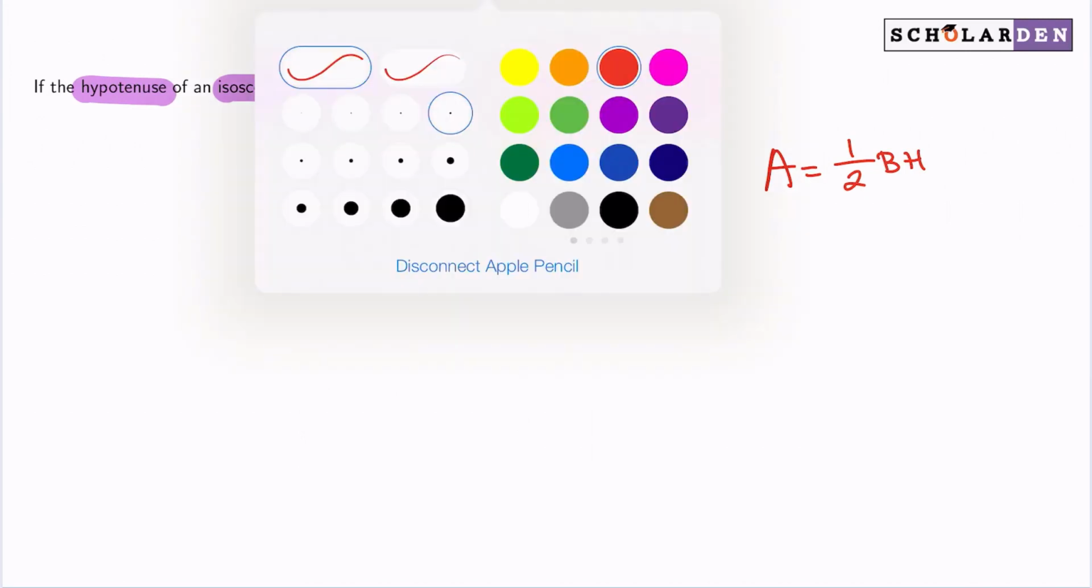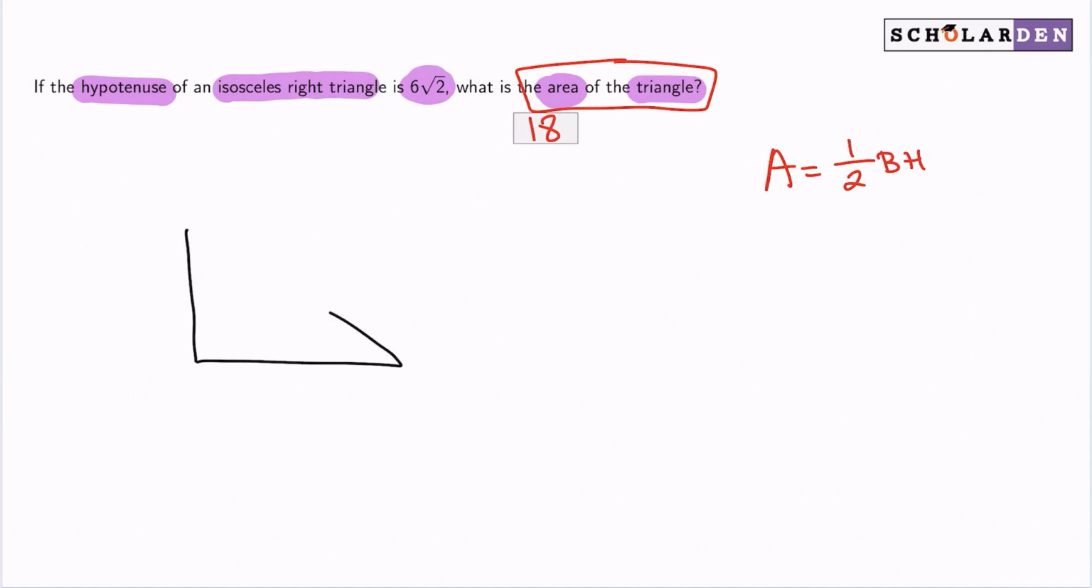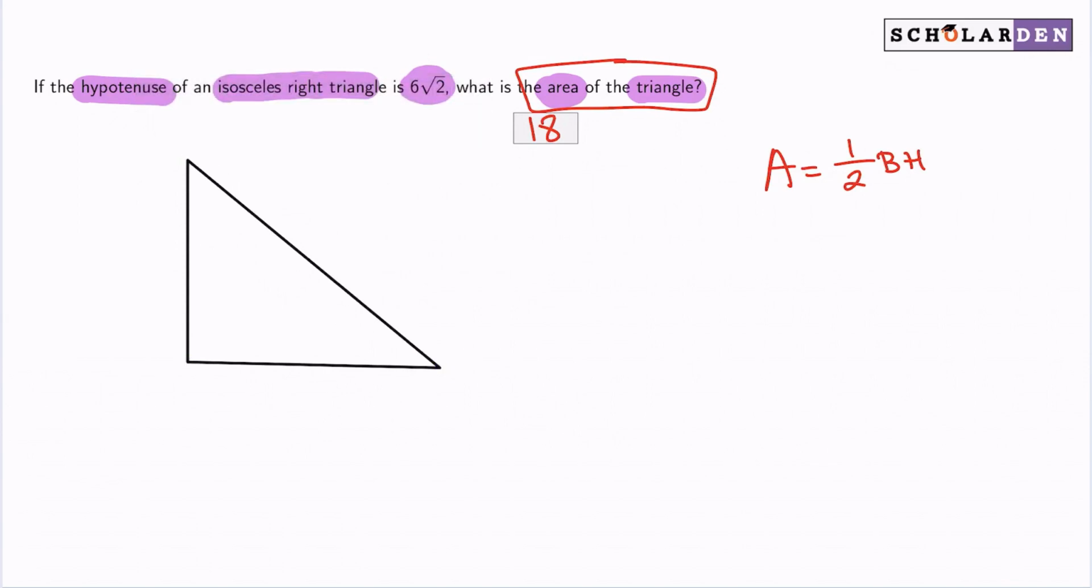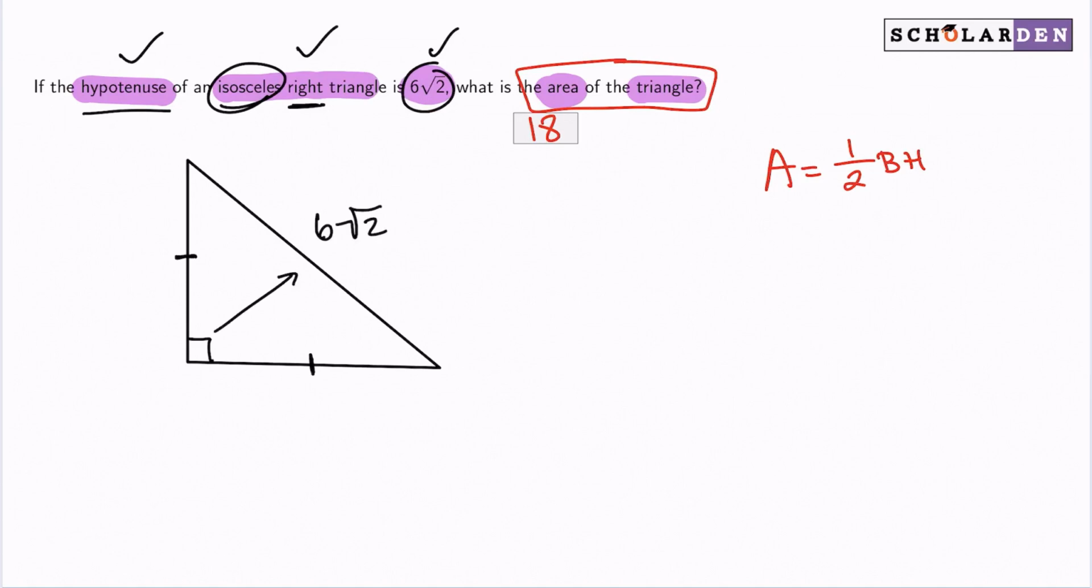So with that said, I can draw that triangle out just like that. All right. So here's what we need to understand. We need to utilize all of these pieces of information. So this is a right triangle. It is also isosceles. And remember, what this will mean is that these two sides are the same. The hypotenuse is 6 square root 2. Remember, the hypotenuse is always across from the right angle.